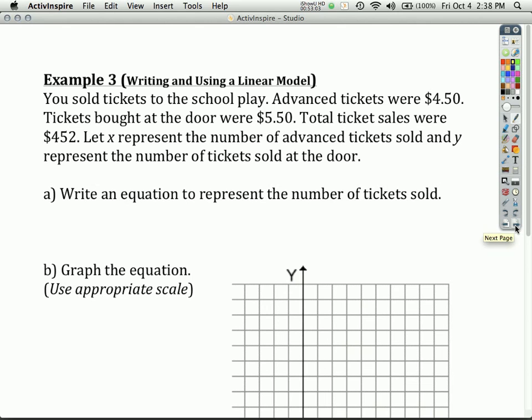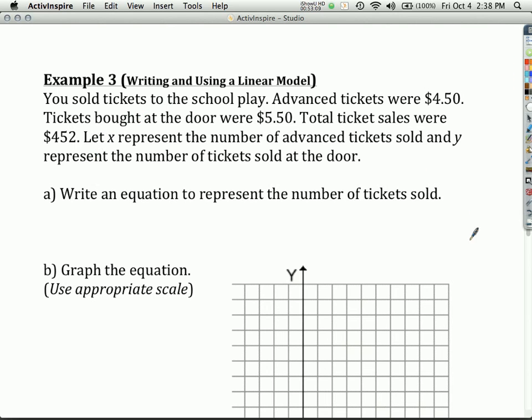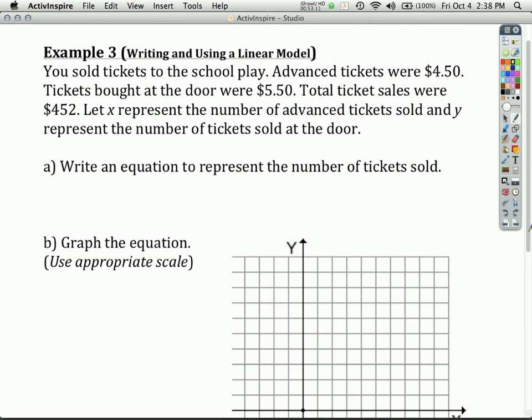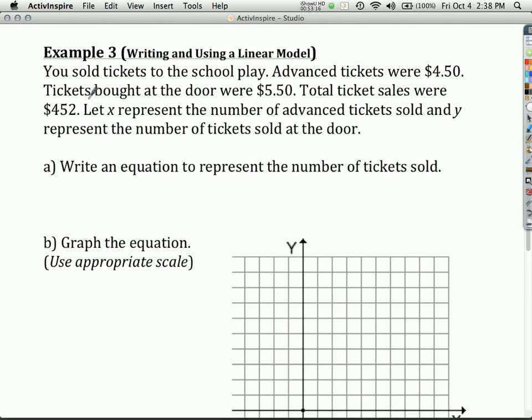Now, how do we apply this to the real world? Example 3 is a real world scenario. I do not want you to copy the text of the question. I want you to write example 3 and I want you to read the question.